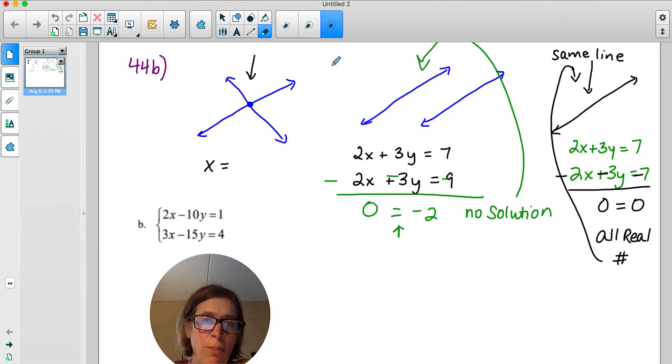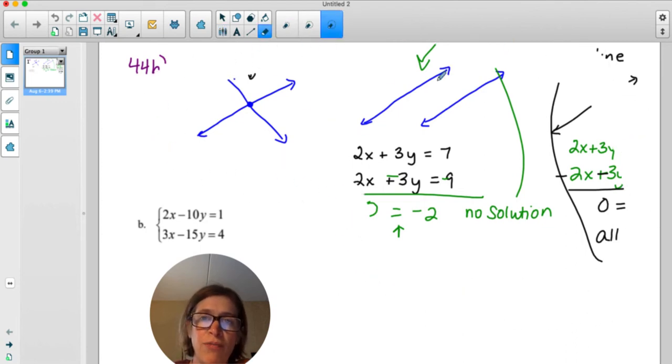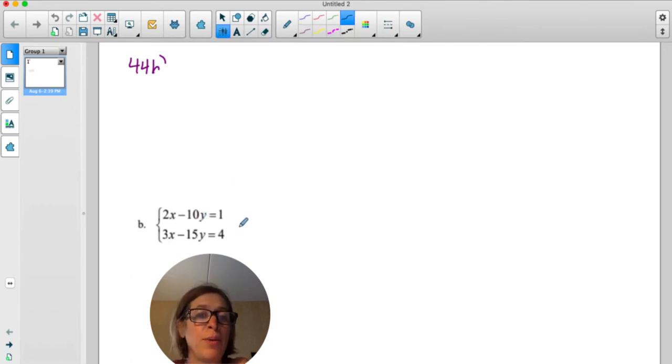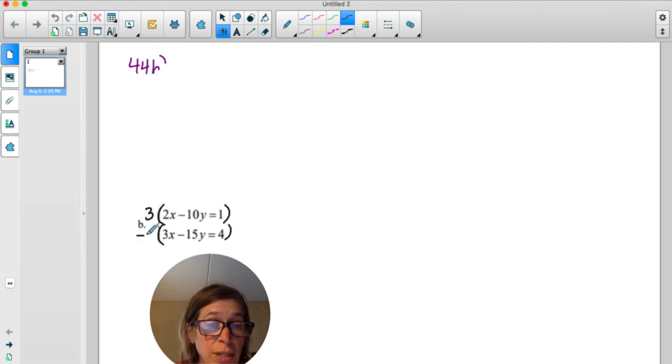So that might help as we look at number 44B. I look at it and said use elimination, so I would want to make one variable have the same coefficient but opposite signs. And I always go with the variable that has the smaller numbers because it just makes the multiplication easier. So I'm going to multiply the top equation by 3 and the bottom equation by -2 to make the x's have the same coefficient with opposite signs.